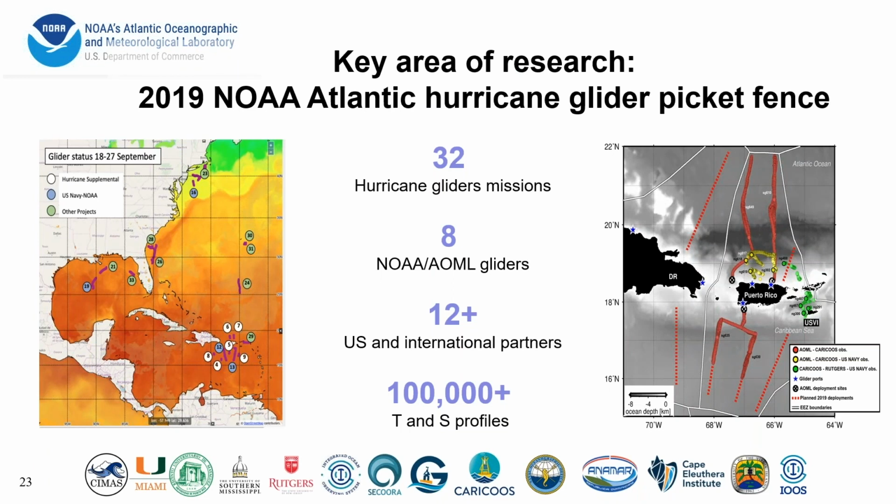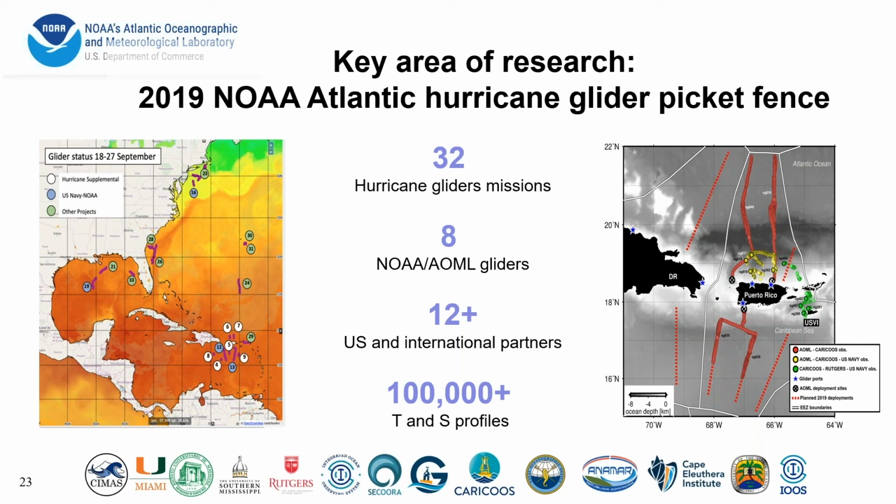We started 4 years ago the implementation of what we call a glider picket fence for hurricane studies. This year, last week, we finished a very successful season in which we deployed AOML gliders in the Caribbean Sea and off Florida. Together with our partners and other members that are listed there below, we have provided in the region more than 100 temperature and salinity observations in areas that were not very much surveyed before.